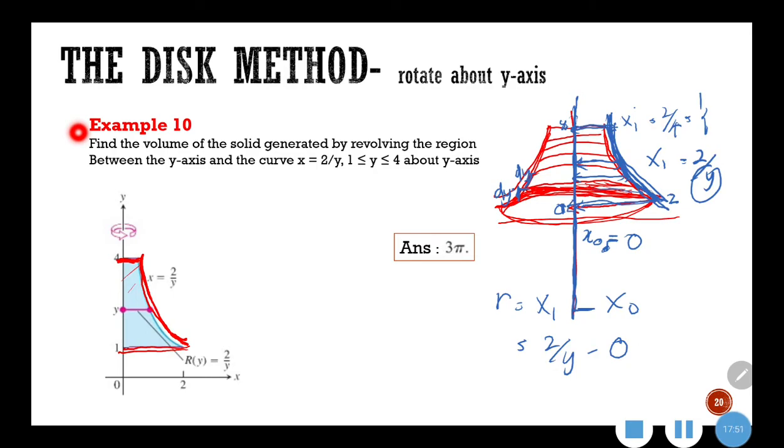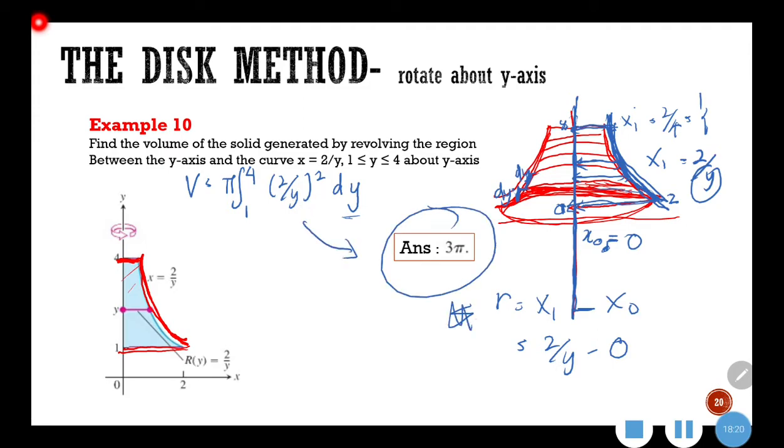Okay, so here the volume is equal to pi, I write it out first. Pi integration from 1 to 2 over y, squared, dy, where dy here represents the height of your disc, or the thickness, you can also say, of your disc. Okay, so you solve this integration. I'm not going to solve this, it's too simple. So you should get the answer equal to 3 pi. Alright.